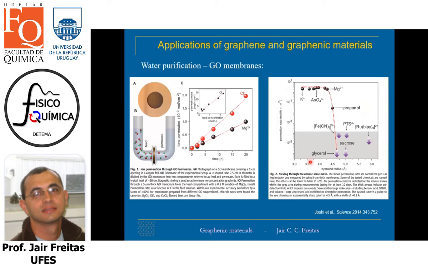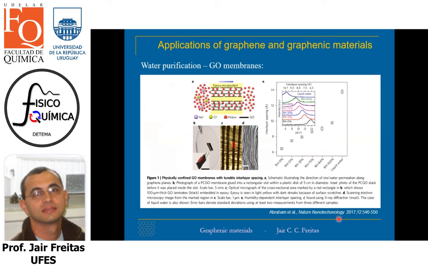Another field is the production of membranes. Graphene oxide is synthesized in aqueous solutions or aqueous suspension. And when this material is dried, naturally the layers tend to deposit one on top of the other and form a membrane. These membranes have good mechanical resistance. They are strong, and they can be used, for example, for desalination, for the purification of water. The permeation rate of ions through the graphene oxide membrane depends on the radius of the ion. So you can separate ions present in water solutions by using this method.